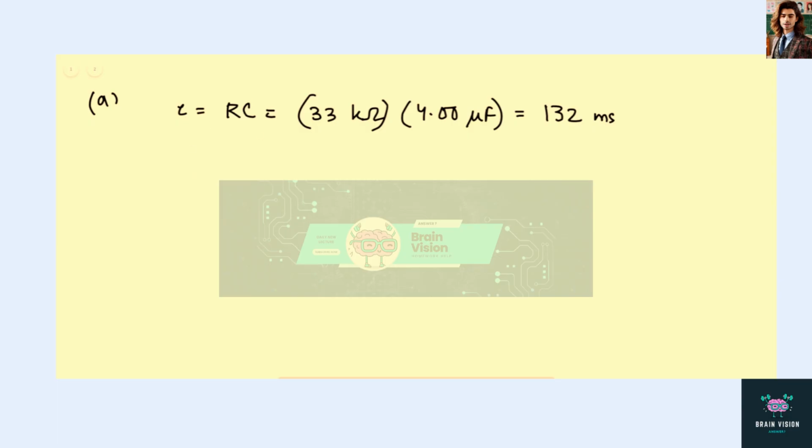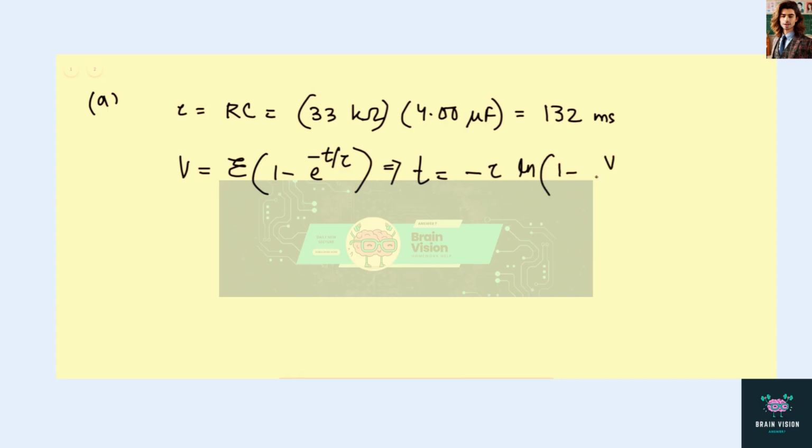Now, during the charging cycle, the charge and the voltage on the capacitor increases exponentially as in equation 26.6b. So voltage is the maximum voltage times 1 minus e to the power minus t over tau. And from here, we can solve for t. So t comes out to be negative tau ln 1 minus V over the maximum voltage.